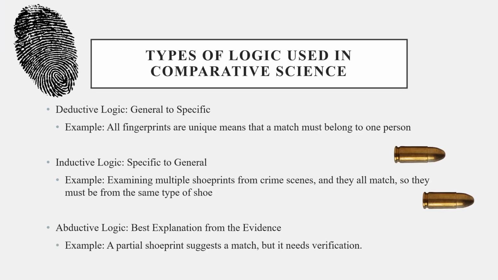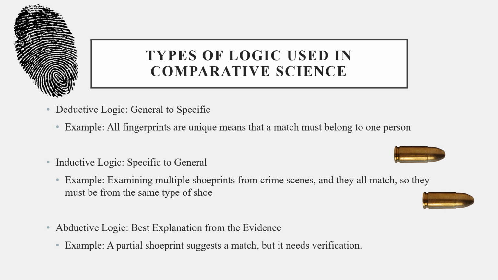There are three types of logic that forensic analysts rely on, and the first one is deductive logic, which moves from general principles to specific conclusions. For example, we know that all fingerprints are unique, so if a fingerprint found at a crime scene matches a suspect, it must belong to them with this logic.